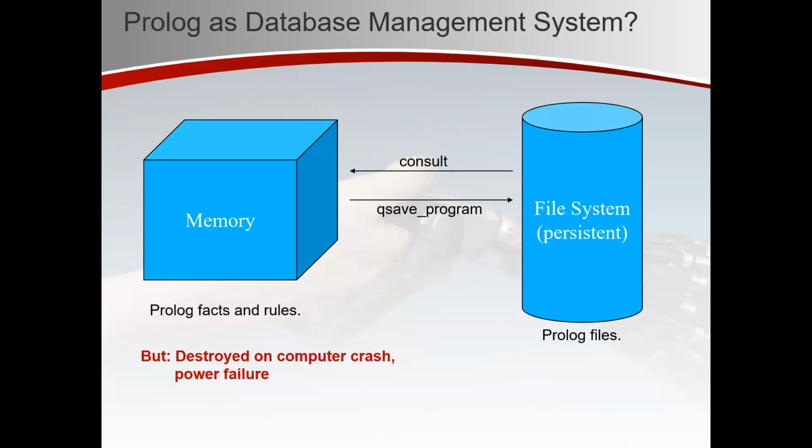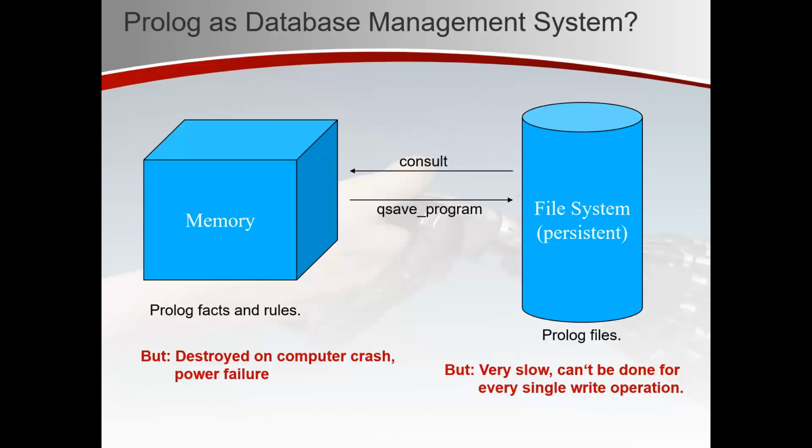QSave program is a predicate that saves the current state of the Prolog program, including all the facts and so on, into a file. And so this could be a way to make the data persistent. But we have to load the data in the memory to be able to work with it, and have to save it back to make it persistent. This is very slow, and perhaps this can't be done for every single write operation.